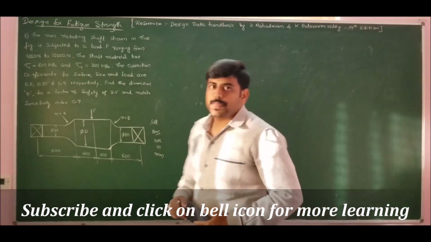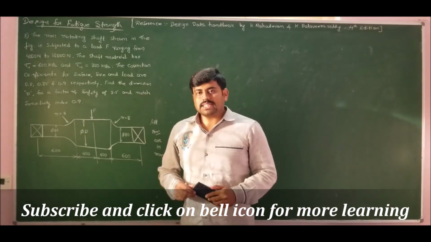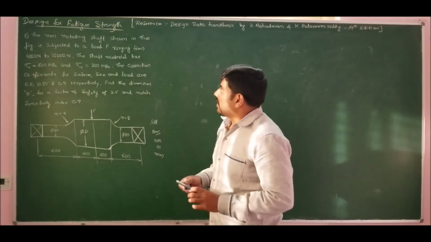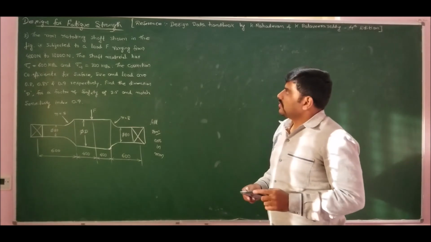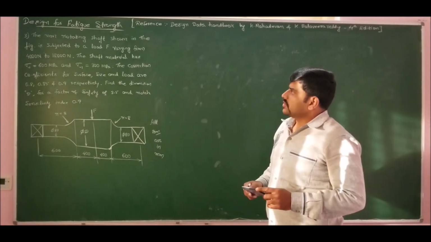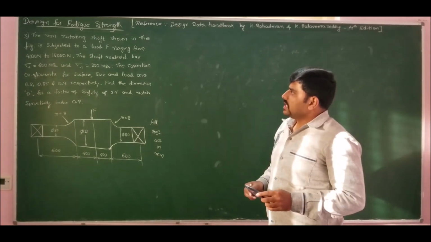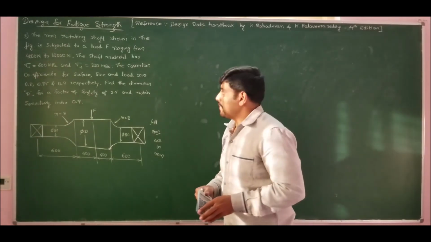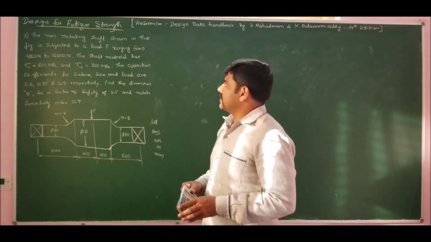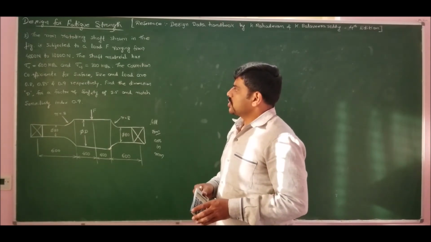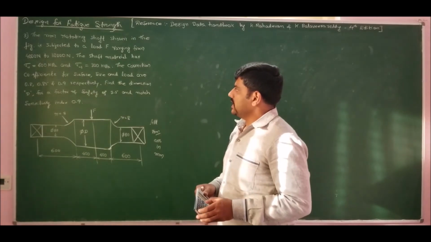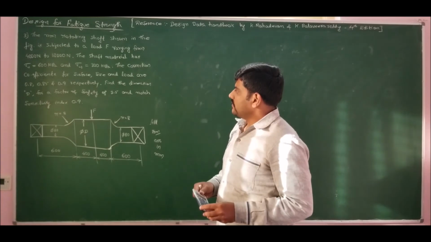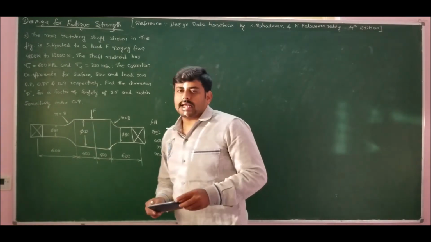Moving on for our next problem, problem number 3, on reversed bending case. The non-rotating shaft shown in the figure is subjected to a load F varying from 4000 Newton to 12,000 Newton. The shaft material has ultimate strength of 600 megapascal and endurance limit as 300 megapascals. The correction coefficients for surface, size and load are 0.8, 0.85 and 0.9 respectively. Find the dimension D for a factor of safety of 3.5 and non-sensitivity index as 0.9.